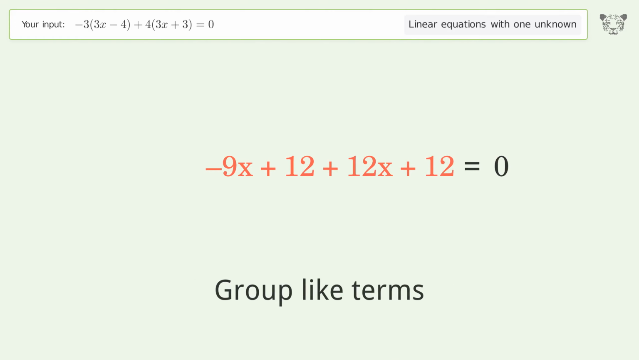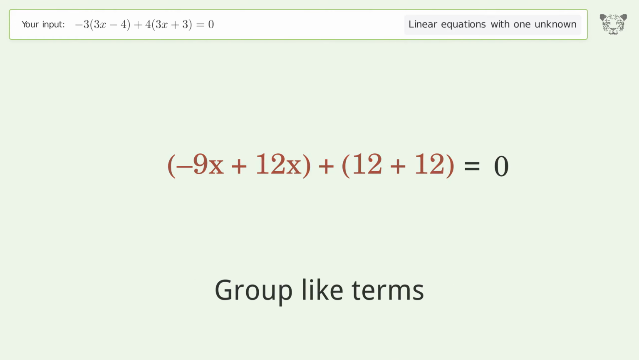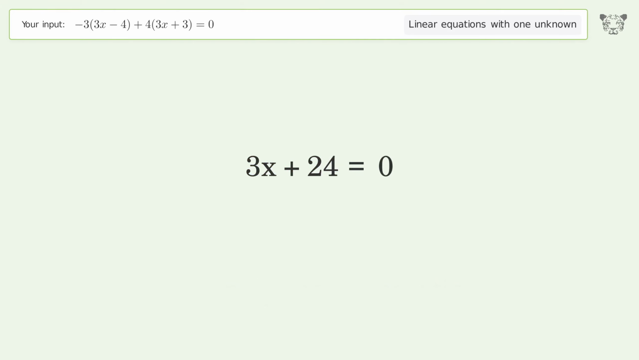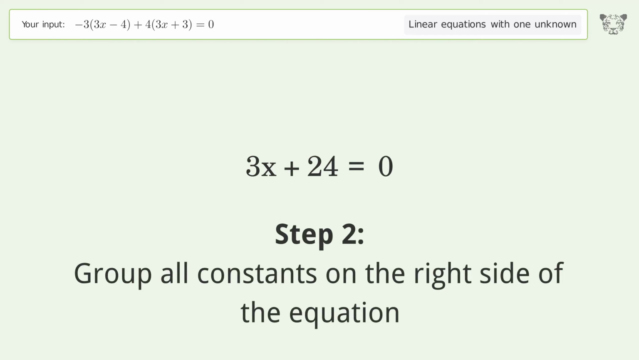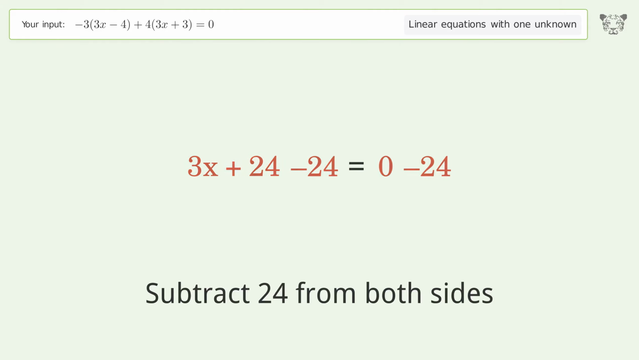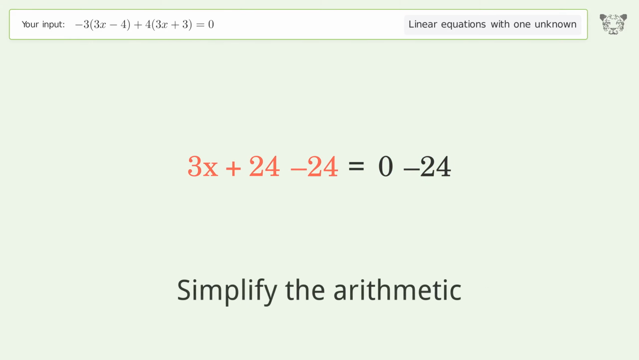Group like terms. Simplify the arithmetic. Group all constants on the right side of the equation. Subtract 24 from both sides. Simplify the arithmetic.